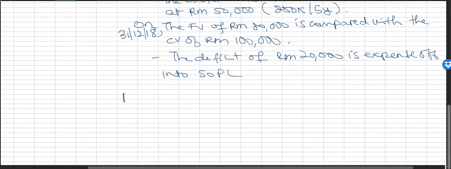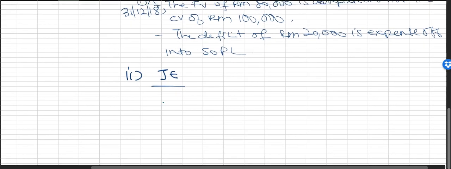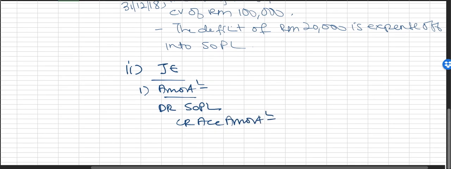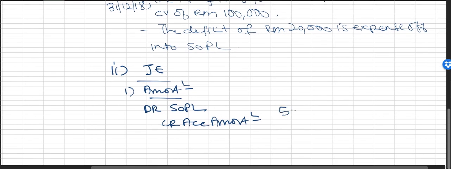Okay, so part 2, the journal entries. The first one is on amortization. We'll debit SOPL and credit the accumulated amortization by 50,000.